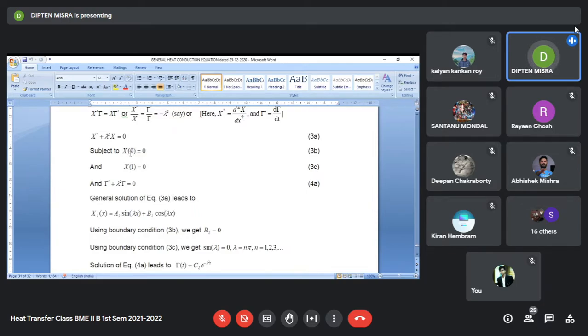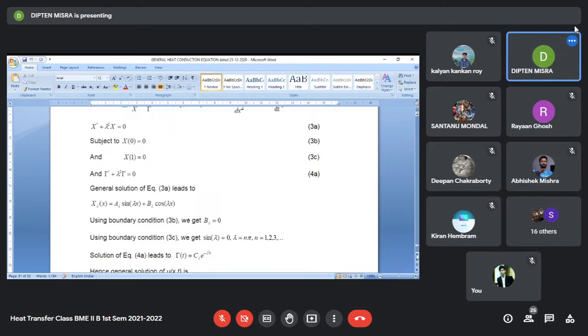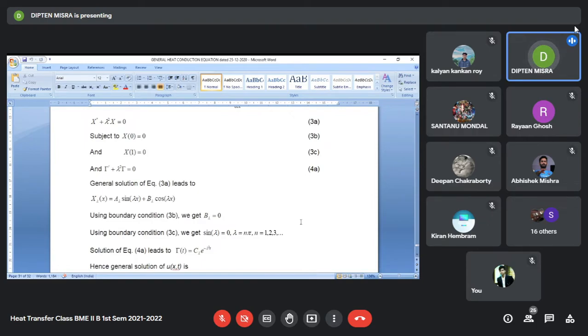Okay, that variation with space is taken care of by the function of x, and variation with time is taken care of by this function representing gamma, the function of time. Now the solution for this function of time is very similar to a lumped system, where this gamma t will be equal to another coefficient c lambda into e to the power minus lambda square into time. Now these lambda values we have already found out: n pi, different values of n pi.